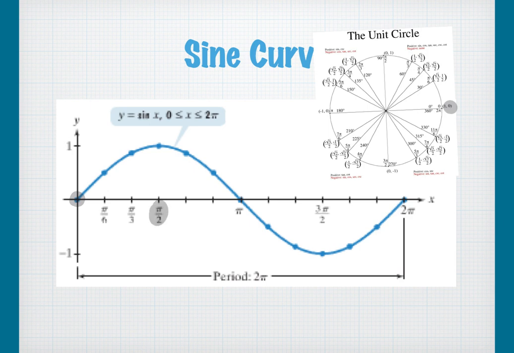If I jump to pi over 2 at the top, my y is 1, which is why that point is there. At pi, my y comes back down to 0. At 3 pi over 2, it comes to negative 1. And then if I come back around to 2 pi, it's back at 0. So that's where the overall shape of the sine curve is. And this is like the parent function of sine curves because we're going to eventually move these around. But that's where this curve comes from.